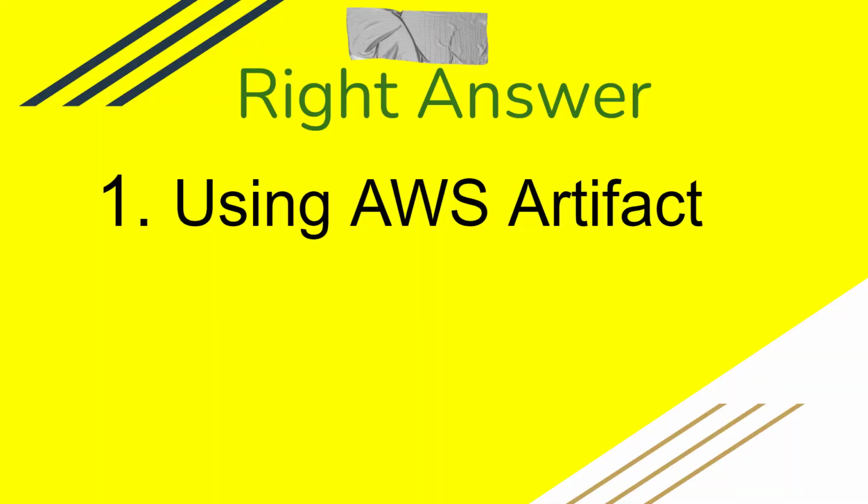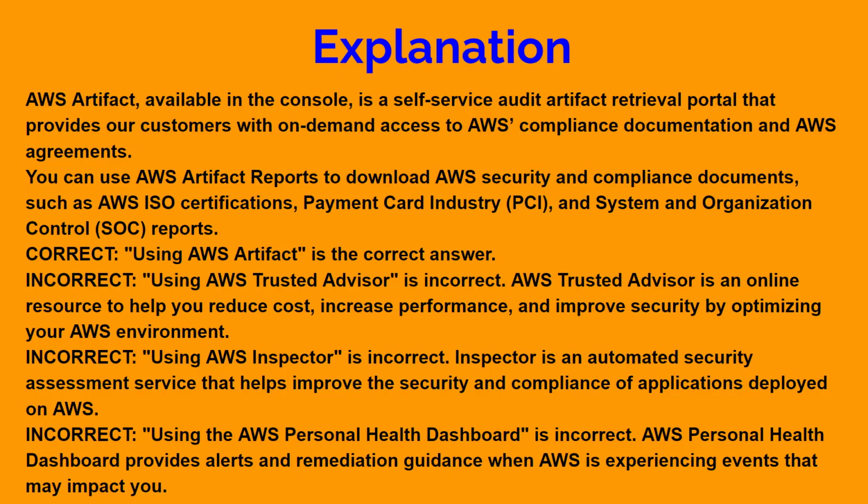Using AWS Artifact. Explanation. AWS Artifact, available in the console, is a self-service audit artifact retrieval portal that provides our customers with on-demand access to AWS compliance documentation and AWS agreements. You can use AWS Artifact reports to download AWS security and compliance documents, such as AWS ISO certifications, Payment Card Industry, PCI, and System and Organization Control, SOC, reports. Correct. Using AWS Artifact is the correct answer.